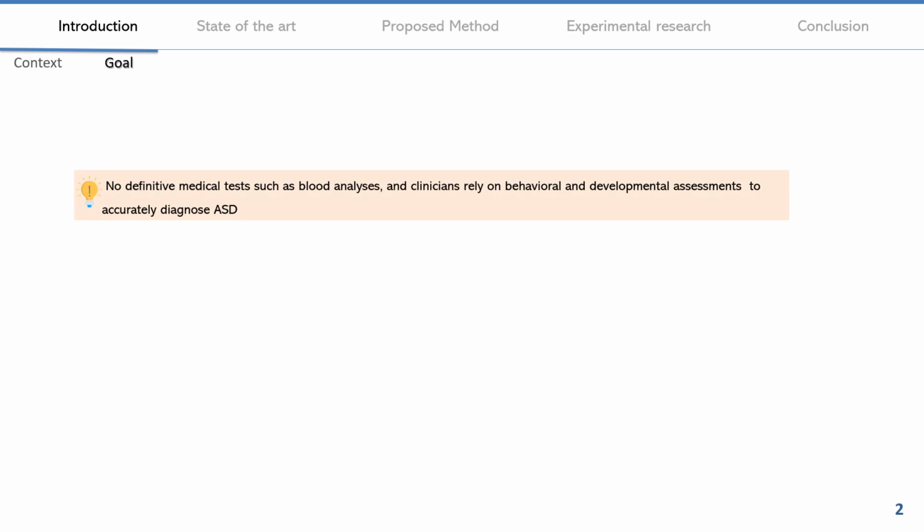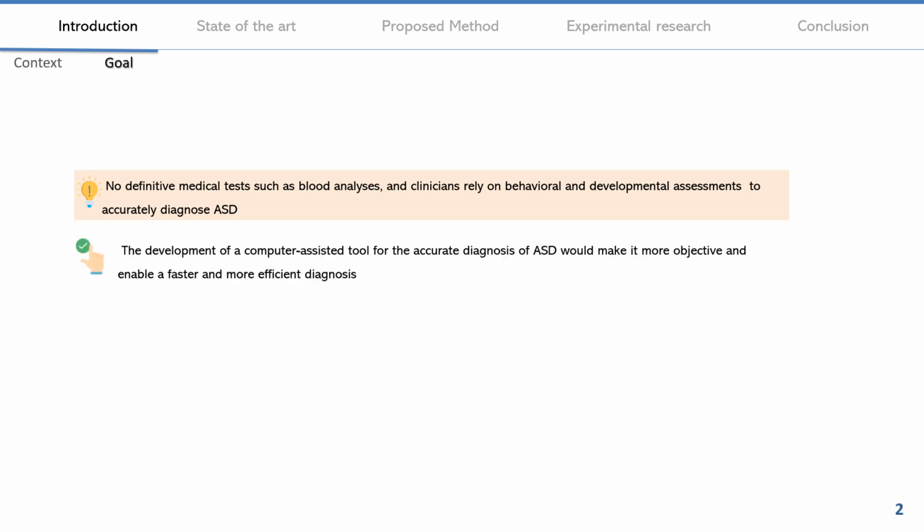Diagnosing ASD is challenging because there are no definitive medical tests such as blood analysis. Therefore, the development of a computer-assisted tool for the accurate diagnosis of ASD would make it more objective and enable a faster and more efficient diagnosis.